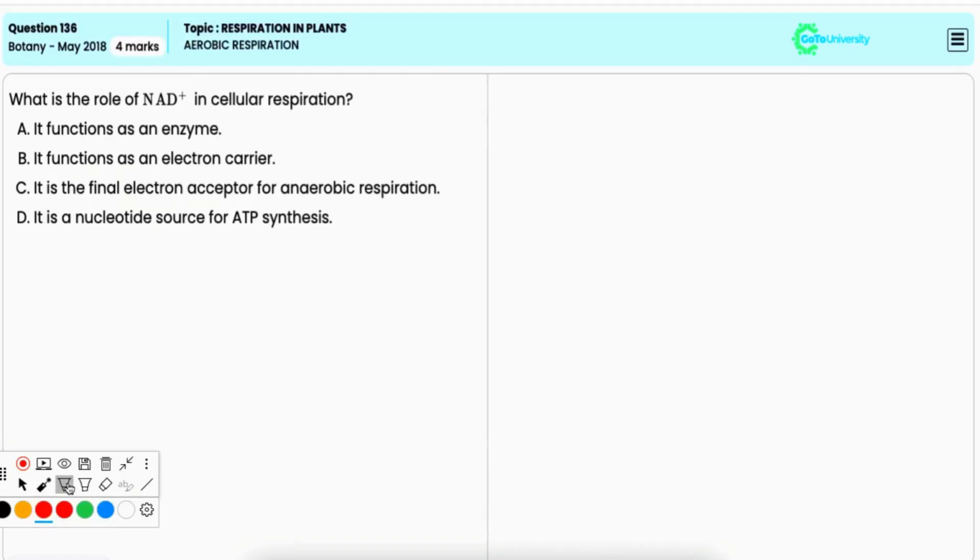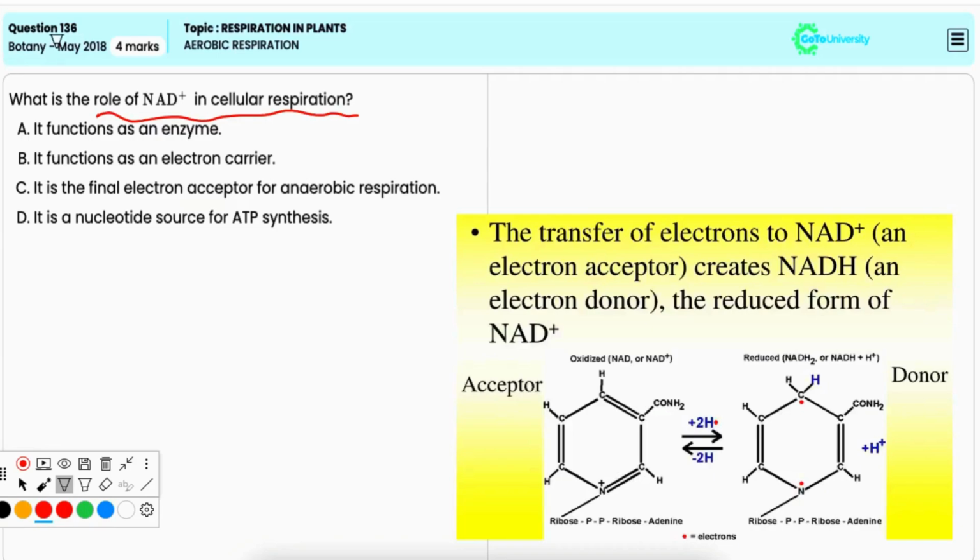In this question, you have to point out the option that correctly represents the role of NAD plus in cellular respiration. Option A, it functions as an enzyme. It is incorrect because NAD plus is not an enzyme.